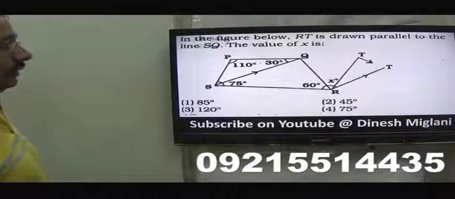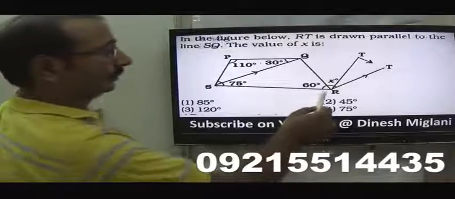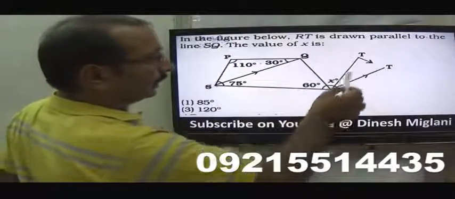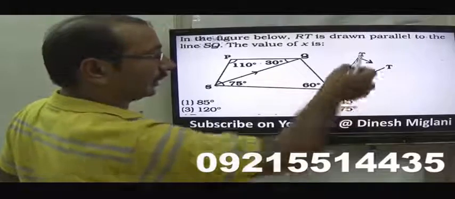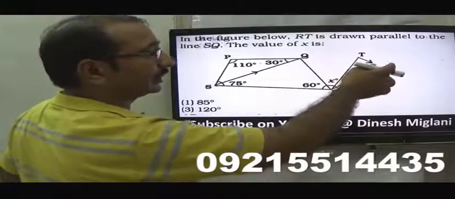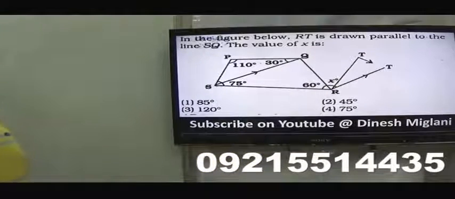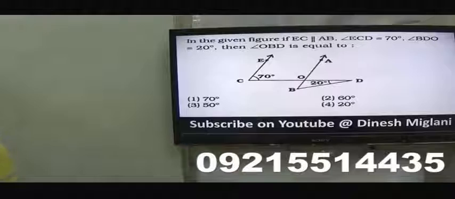Sorry, it is given that RT is parallel to SQ. By mistake they have made it that a single RT is there. RT is parallel to SQ. They have just drawn this line by mistake. That whole angle you have to find out. 85 is your answer. Let us have the next question here.